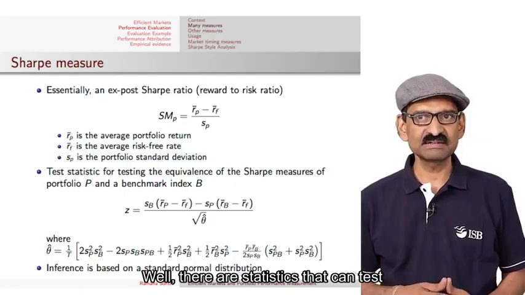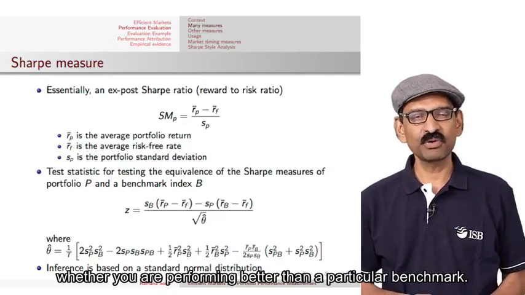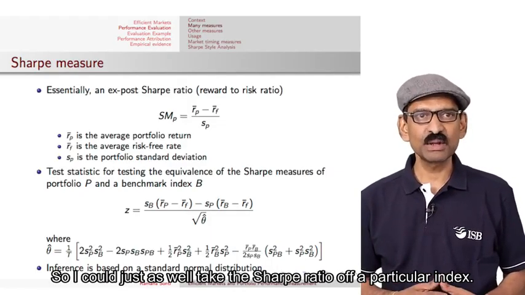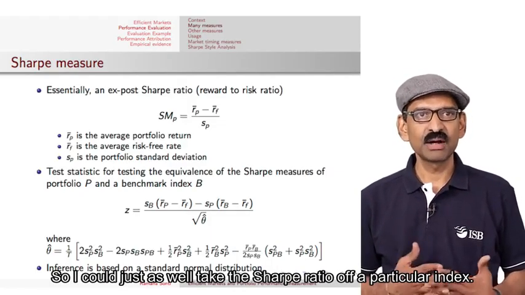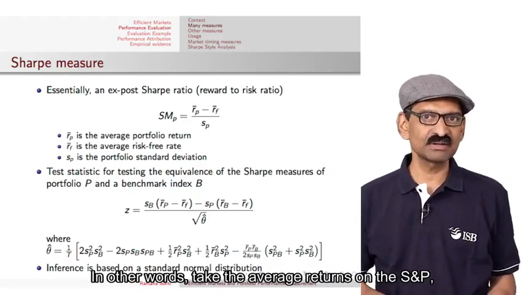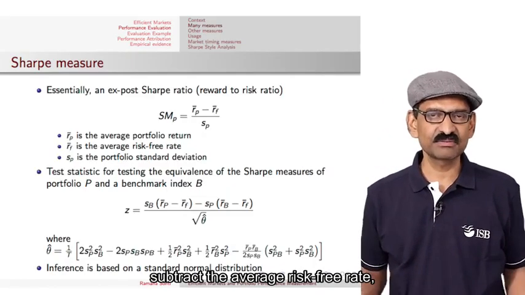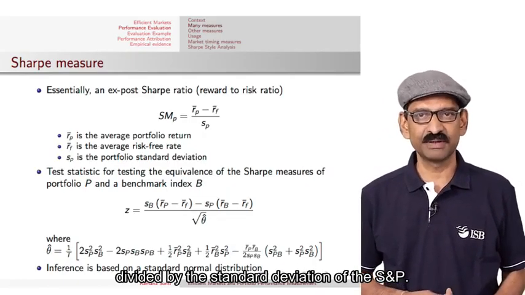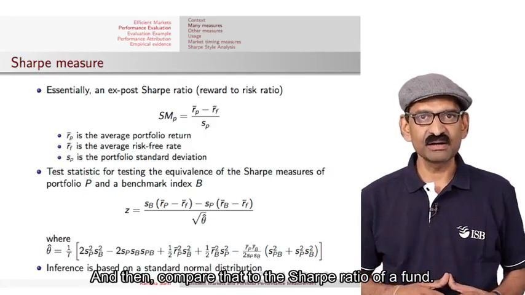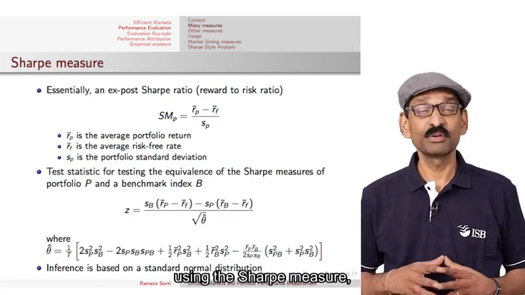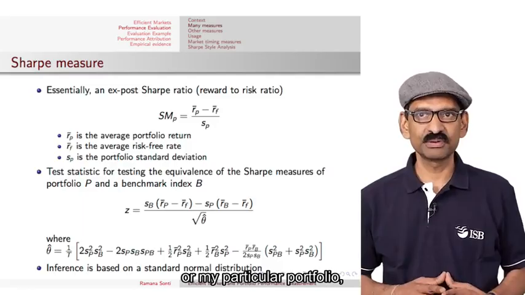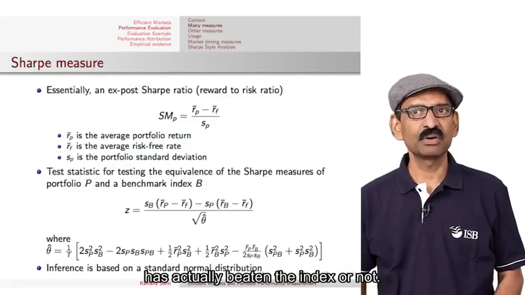Well, there are statistics that can test whether you are performing better than a particular benchmark. So, I could just as well take the Sharpe ratio of a particular index, let's say the S&P 500 index. In other words, take the average returns on the S&P, subtract the average risk-free rate, divided by the standard deviation of the S&P, and then compare that to the Sharpe ratio of a fund. Then I am in a position to figure out, using the Sharpe measure, whether my particular fund or my particular portfolio has actually beaten the index or not.